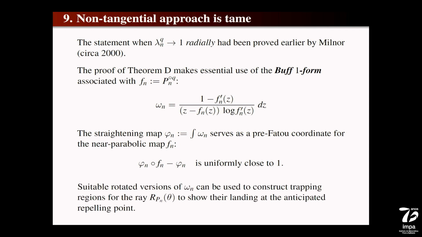So the idea is that you use a suitably rotated version of this Buff form to construct trapping regions around the fixed points where the ray is supposed to land. Once you have these invariant regions that don't shrink, you can show that once the ray comes in, it has nowhere to go. There is no gate open for it, so it's trapped, and it has to land.